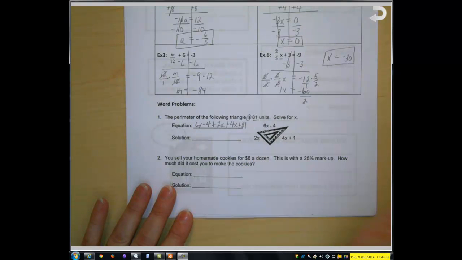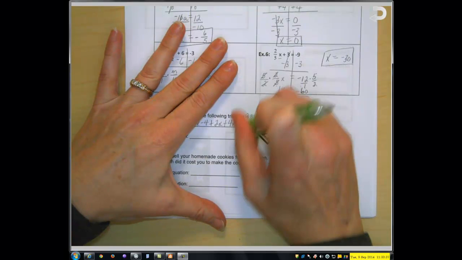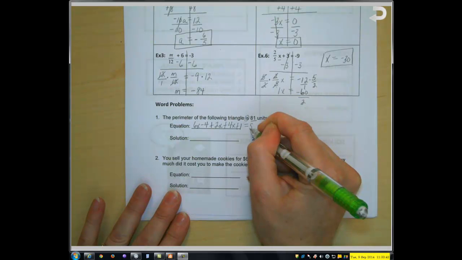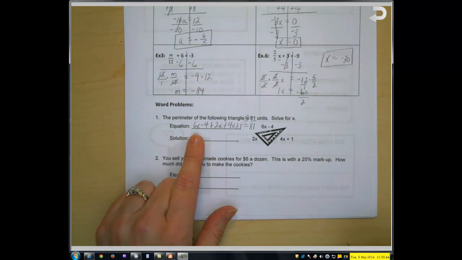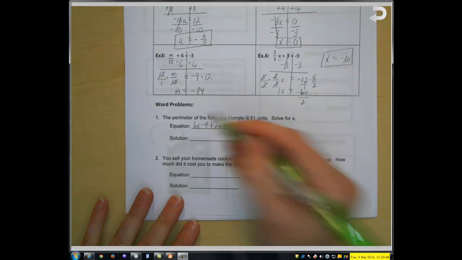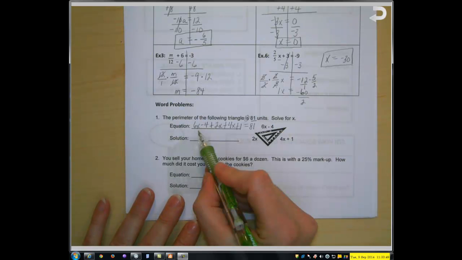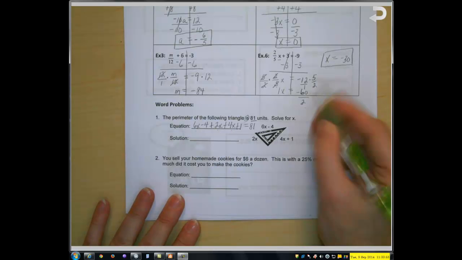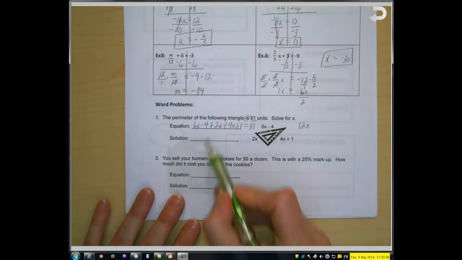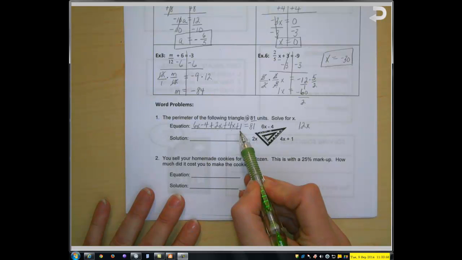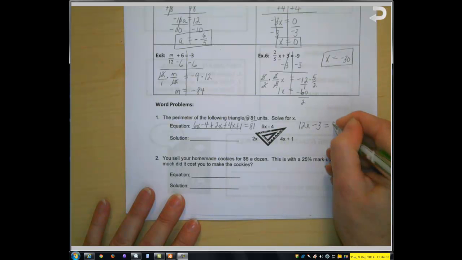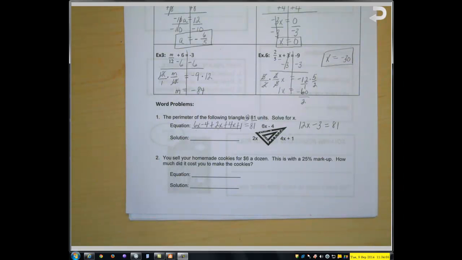So this means that our 4x plus 1. That means that this is equal to 81 units. Let's simplify this equation a little bit by combining our like terms. So we have 6x plus 2x is 8x, plus 4x is 12x. And then we have negative 4 plus 1 would give us negative 3. So we have 12x minus 3 equals 81. So now this is a two-step equation that we know how to solve.